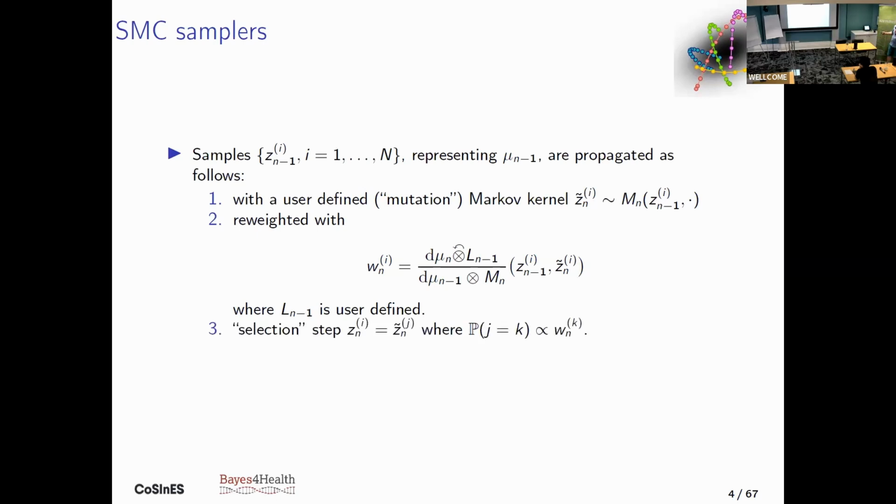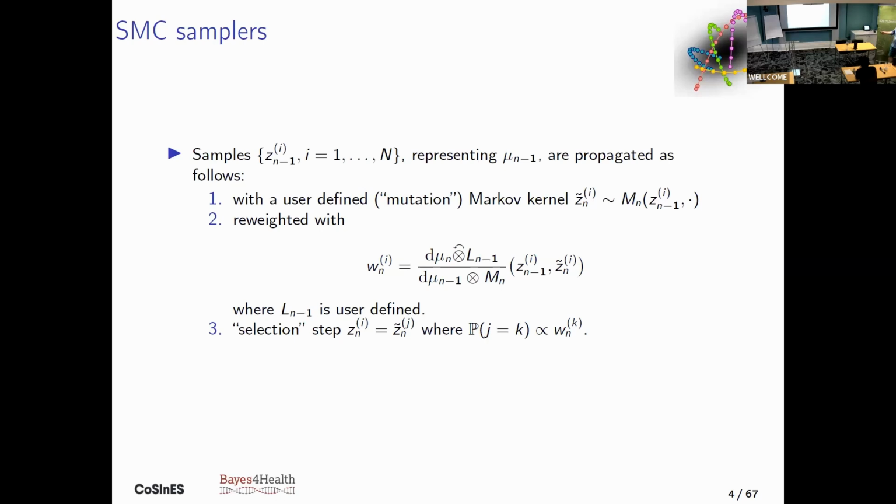And once you've got these weights, for reasons that I will not explain here, there's a selection step. That is, you use these weights, which give importance to various values of Zn tilde, in order to perform selection. And basically what you say is that my samples at time n that are going to represent mu n are going to be a resampled version of the Zn tildes, of the mutated samples.